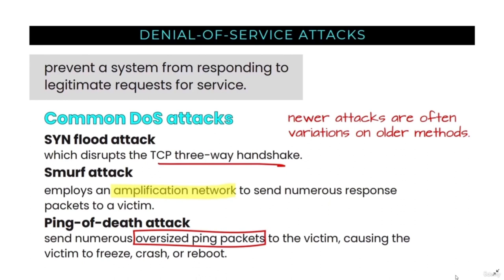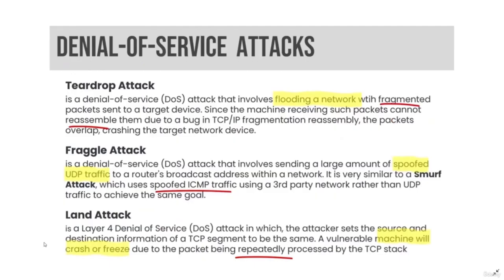Denial of service attacks prevent a system from responding to legitimate requests for service. Common denial of service attacks include SYN flood attack, SMURF attack, and ping of death attack. SYN flood attacks disrupt the TCP three-way handshake. SMURF attacks employ an amplification network to send numerous response packets to a victim. And ping of death attacks send numerous oversized ping packets to the victim, causing the victim to freeze, crash, or reboot. Some more common types of denial of service attacks.